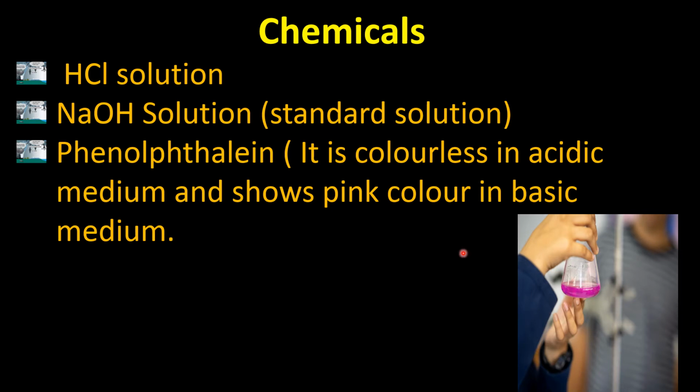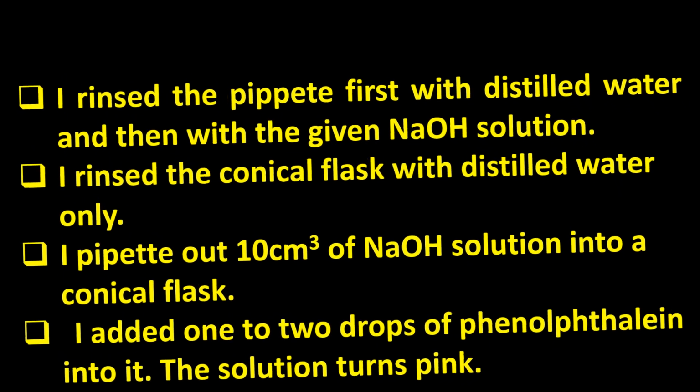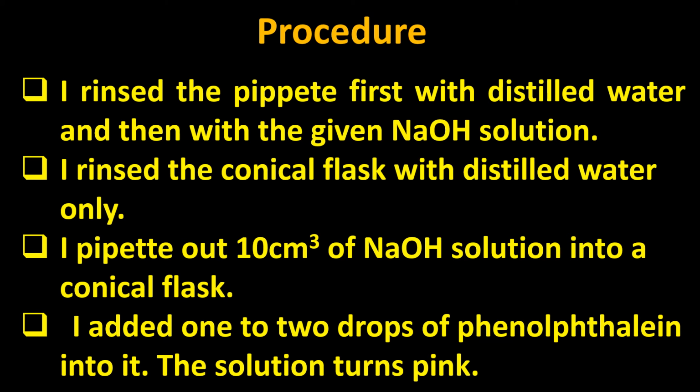So here, when we are dealing with strong acids and strong bases, we take the indicator phenolphthalein. It is colorless in acidic medium and shows pink color in basic medium. That's a very important thing which you have to memorize: in basic medium it shows pink color. Now what we have to do? We have to add this indicator in sodium hydroxide solution.